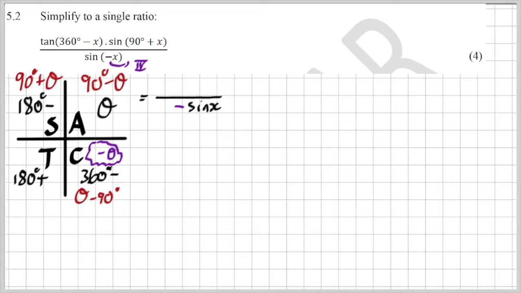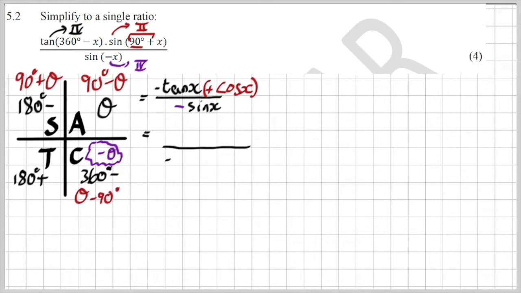Next up, I'm working with a tan of 360 minus. Well, that's also fourth quadrant, which gives me negative tan x. Then sine of 90 plus. Now the 90 tells me that sine is going to change into cos of x. But 90 plus tells me it's second quadrant and sin is positive there. Forget about what it changes into, sin is positive there.